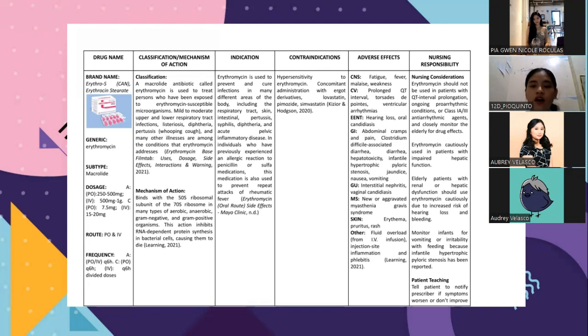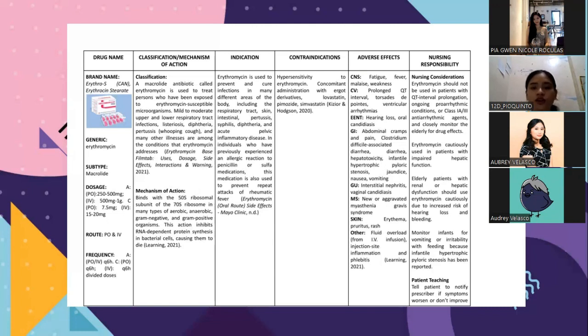So the routes of administration can be either intravenously, typically through a vein, or orally by mouth, usually in the form of a pill or liquid. So the frequency for both adults and children is every 6 hours.